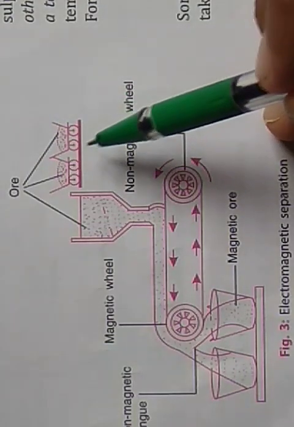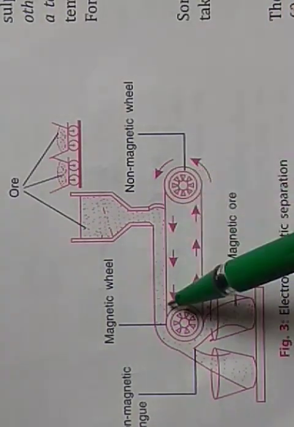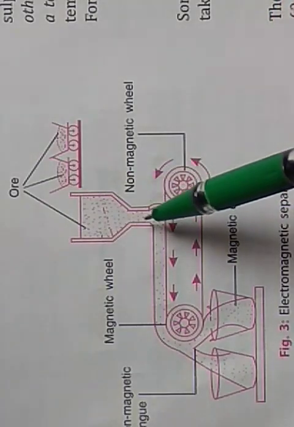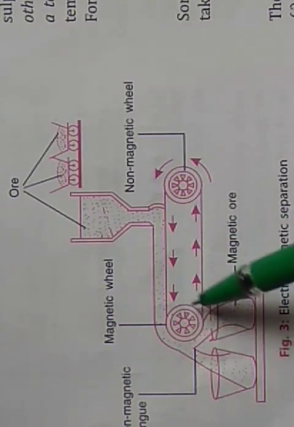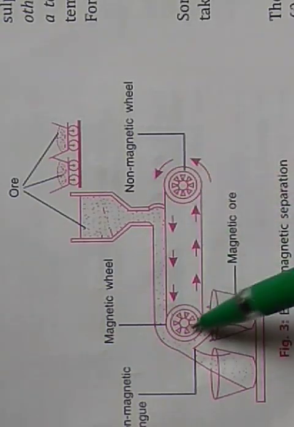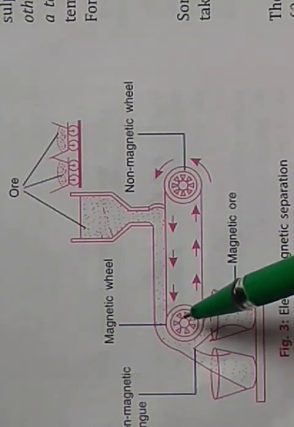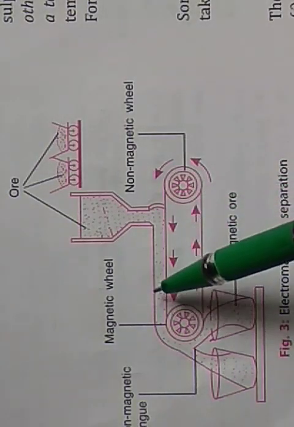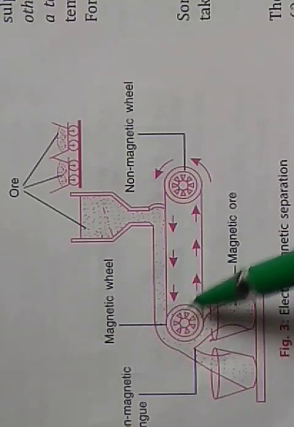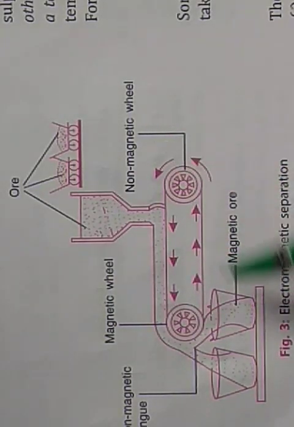Now the crushed ore is placed over a conveyor belt. That conveyor belt rotates around two metal wheels. One of the wheels is magnetic in nature, the magnetic wheel, and the other is a non-magnetic wheel.